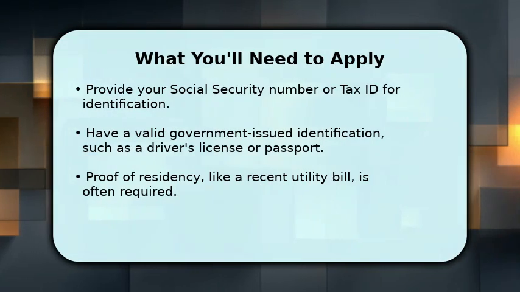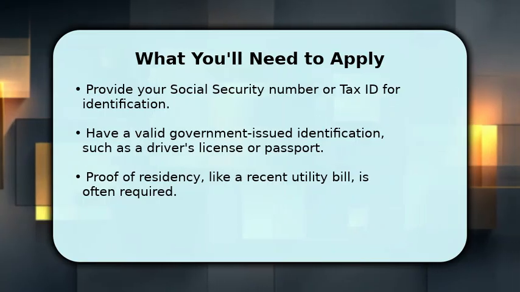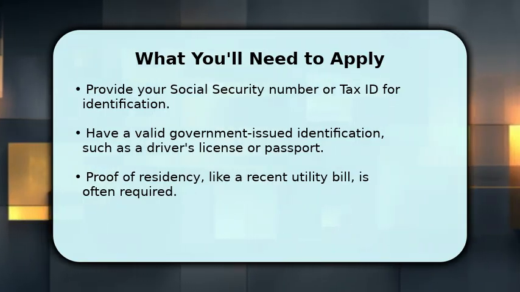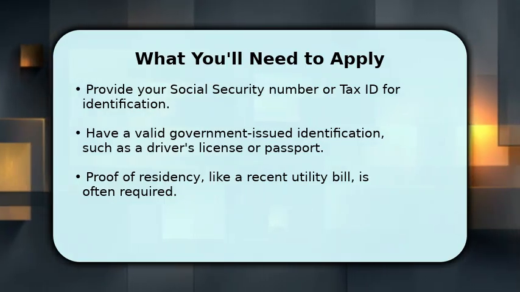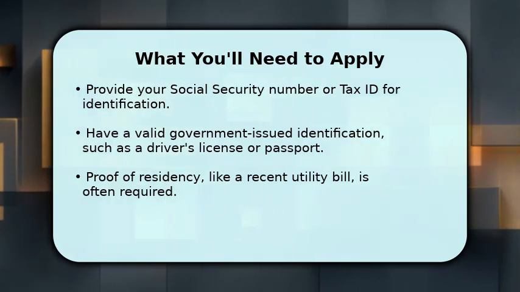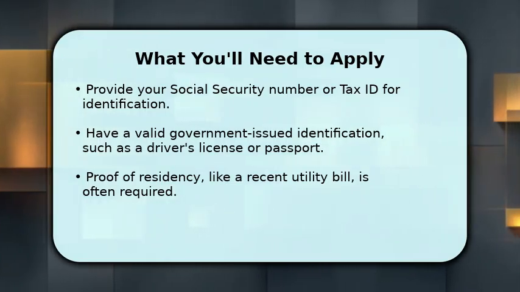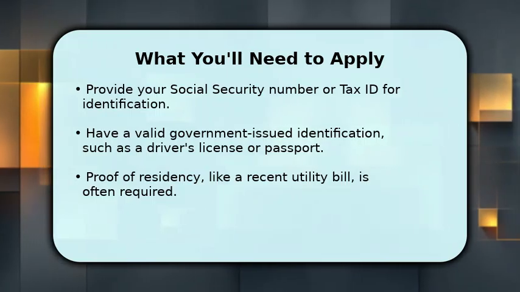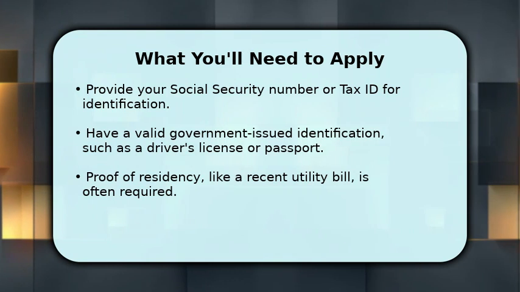To proceed with your application, you will need a few key pieces of information and documents. Be ready to provide your Social Security number or tax identification number. A valid government-issued ID, such as your driver's license or passport, is also essential. You might also need proof of residency, like a recent utility bill, and if you are employed, your employer's name and mailing address will be requested.